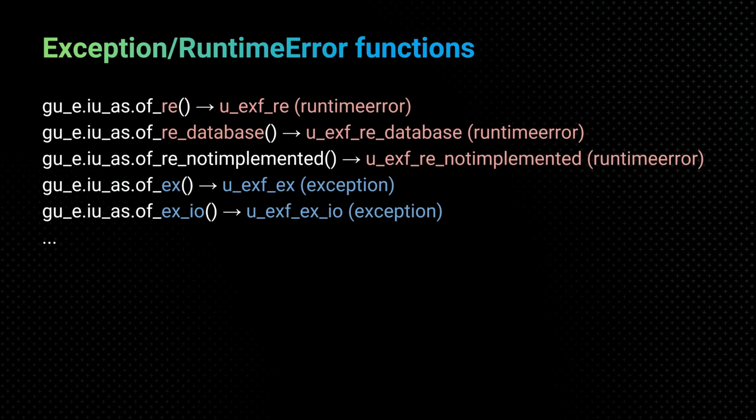The exception framework comes with a bunch of different exception and runtime error types. The most important are probably the RE, the standard runtime error, then the database error, which we use for failed update statements, then the not implemented error, which we use to create abstract classes where you are forced to override the function. Then we have the standard exception, and for example the input-output exception, which we could use for network traffic, where errors are foreseeable and you have to handle and take care of them.